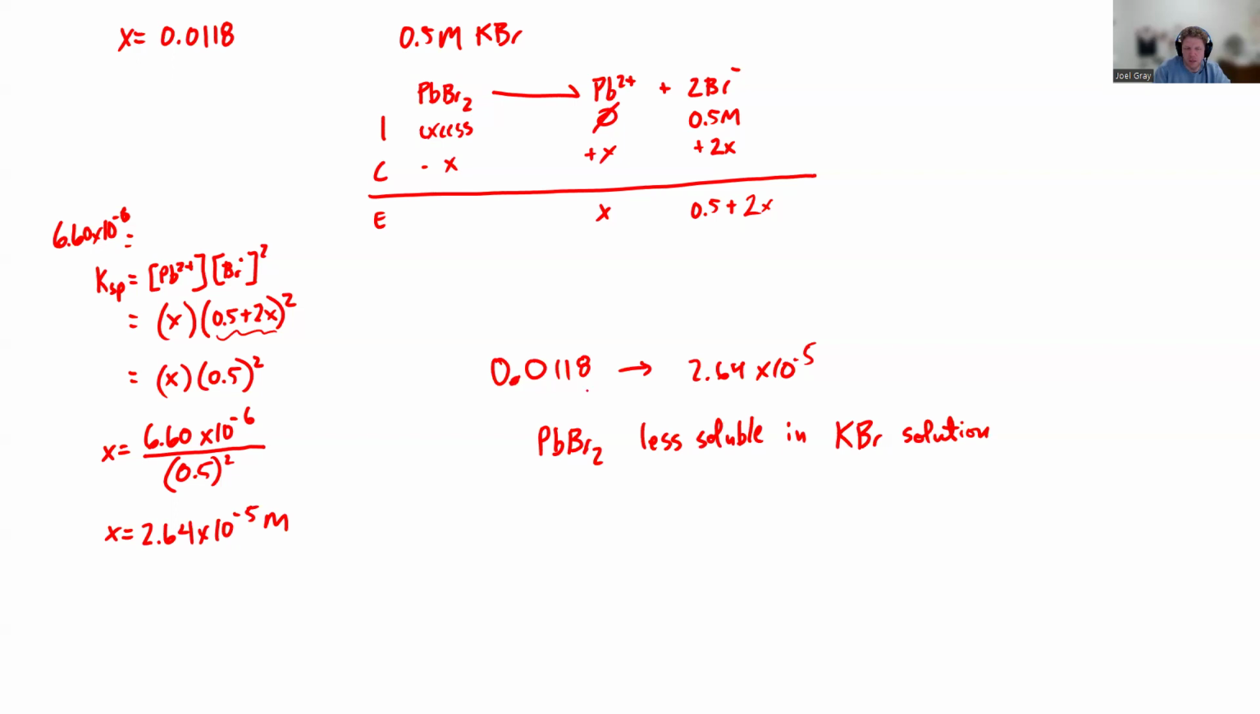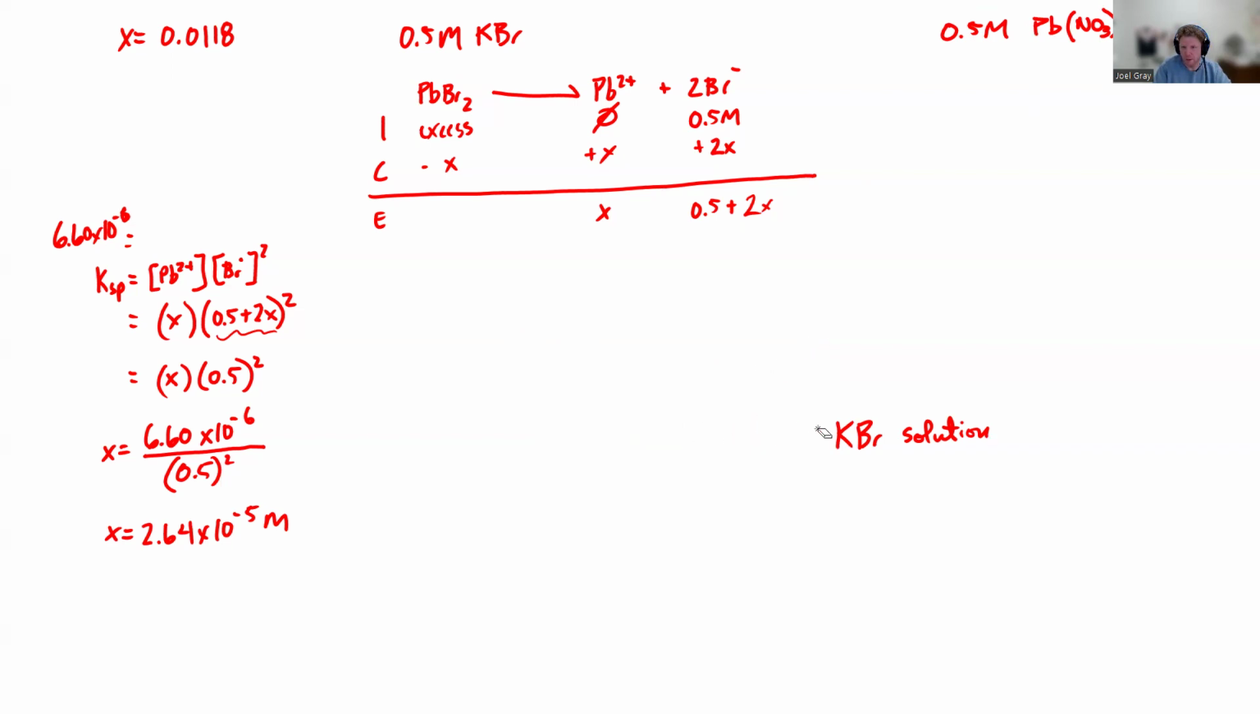And ultimately, the next part of our question is, let's say that rather than a KBr solution, we used a 0.5 molar Pb(NO3)2 solution, a lead nitrate solution. What would happen to our solubility if it was lead ions that were already in there as opposed to bromide ions? So we've got the same expression, PbBr2, and that goes to Pb2+ plus 2Br-.